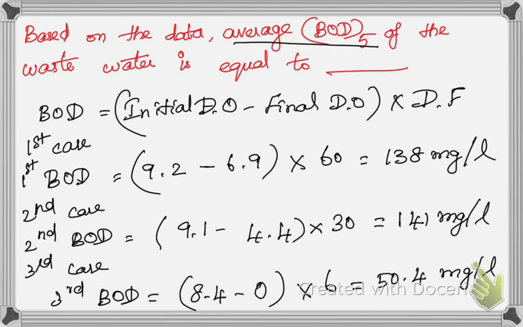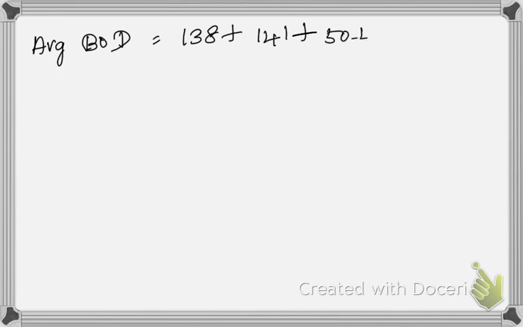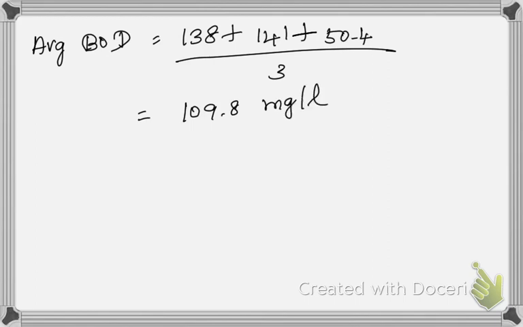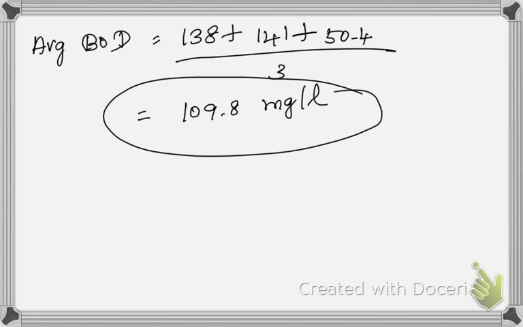In order to get the average, we add all the values and divide by 3. The average BOD is 138 plus 141 plus 50.4 divided by 3, which is equal to 109.8 milligram per liter. But if you have got your answer like this, then this is going to be a wrong answer.